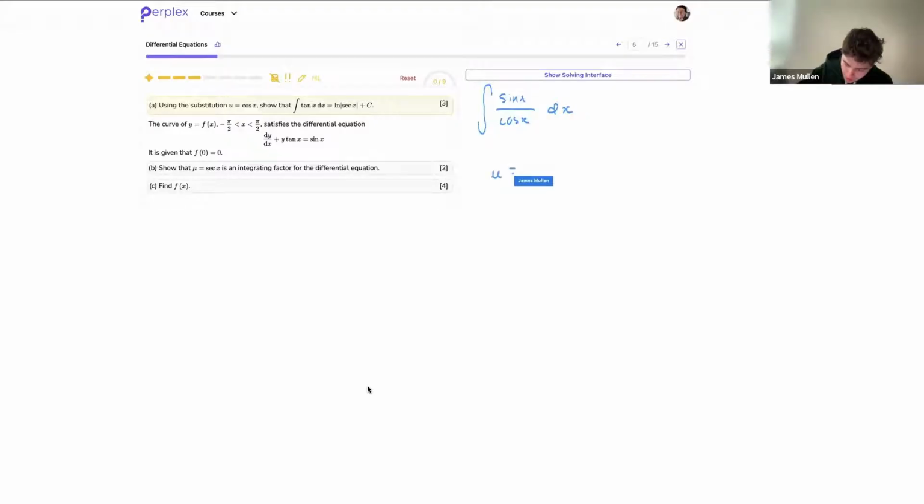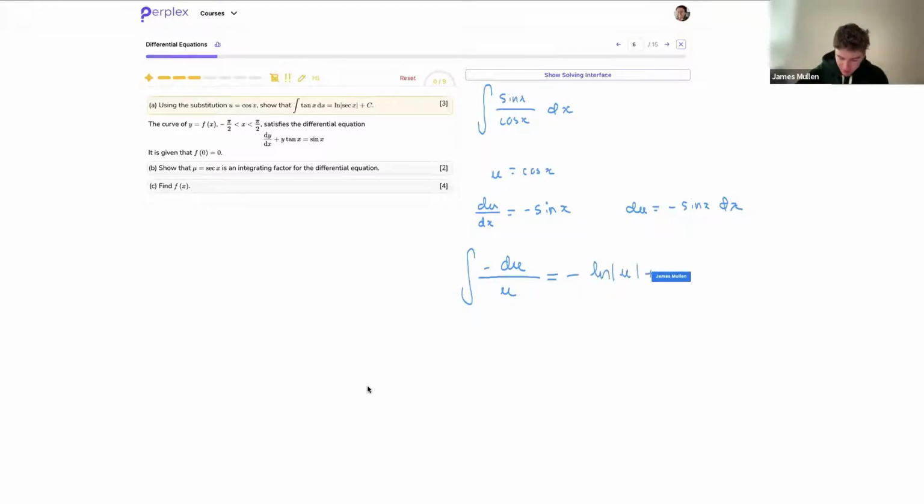And I'm going to say u is equal to cosine of x, which means that du over dx is equal to negative sin of x. I can say that du is equal to negative sin of x dx. And therefore, my integral can be written as negative du, because I don't have a negative in here, so I have to put a minus to cancel with this one. It's going to be negative du over now u, because cos of x is just u. And this integrates quite simply. This is going to be negative ln absolute value of u plus c.